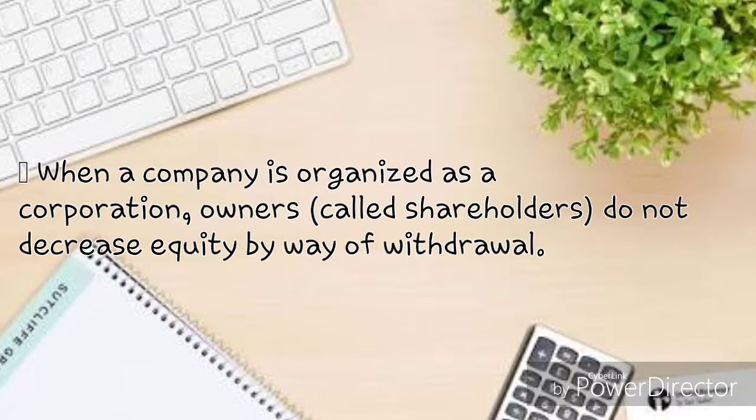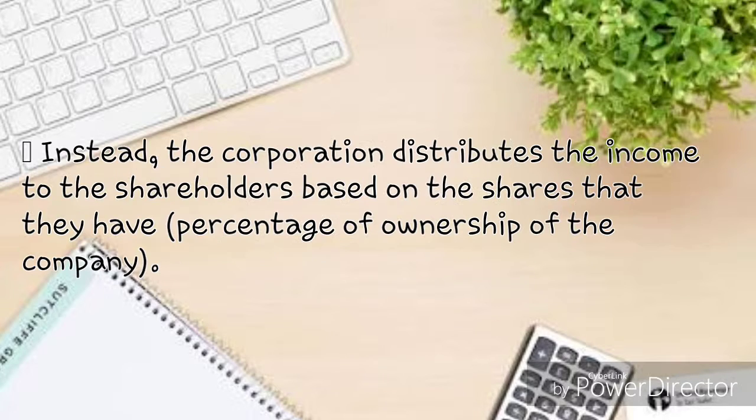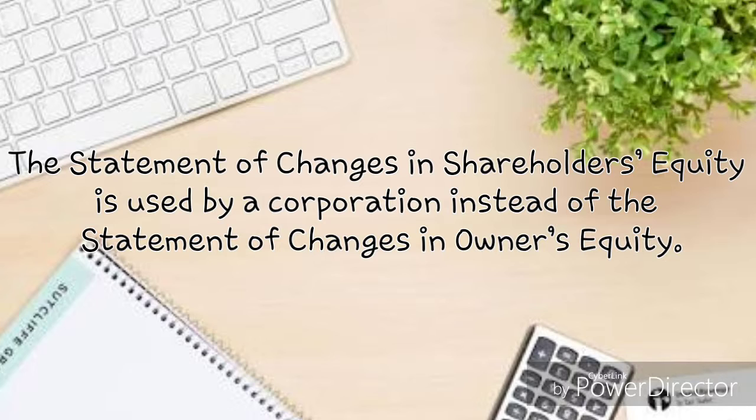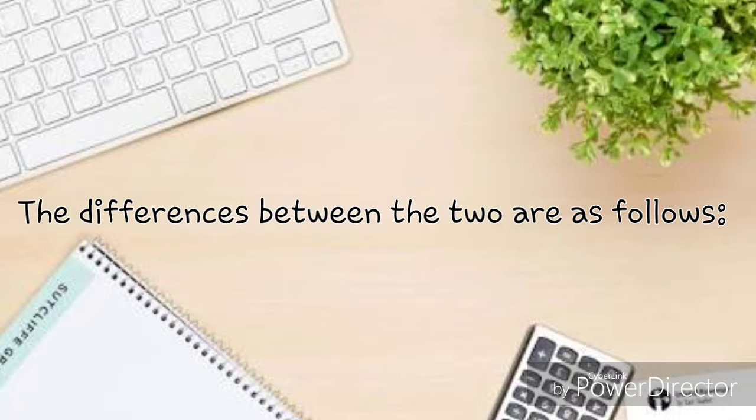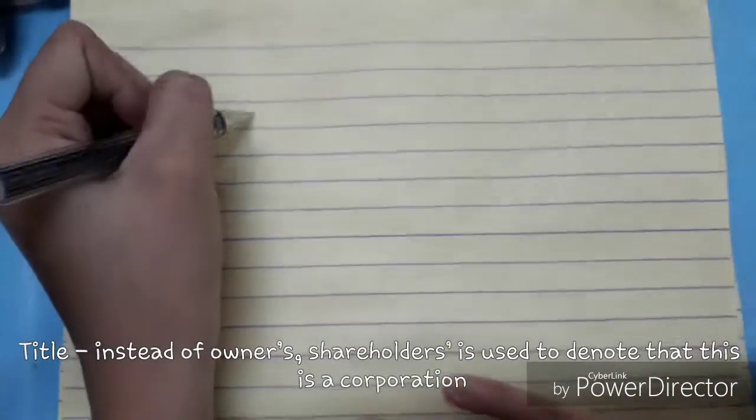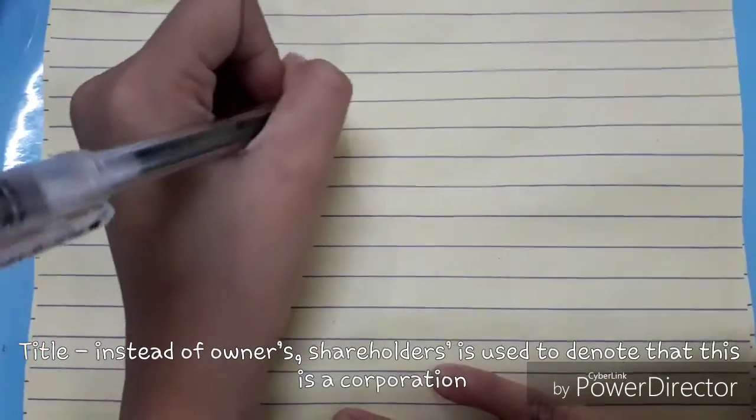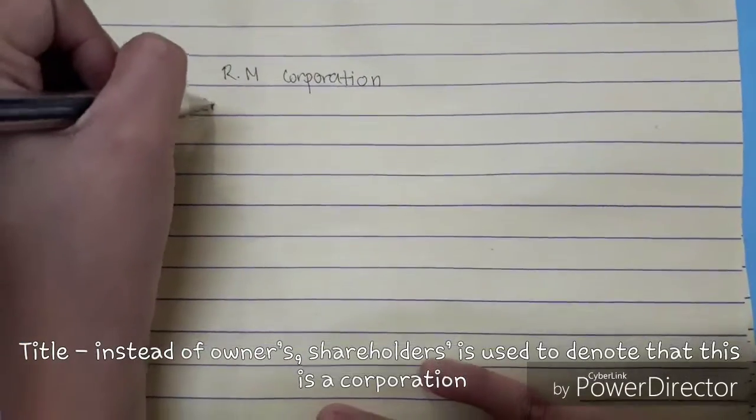Distribution of income. When a company is organized as a corporation, owners, called the shareholders, do not decrease equity by way of withdrawal. Instead, the corporation distributes the income to the shareholders based on the shares that they have, or the percentage of ownership of the company. The statement of changes in shareholders' equity is used by a corporation instead of a statement of changes in owners' equity. The differences between the two are as follows. The title, instead of owner, shareholders is used to denote that this is a corporation.